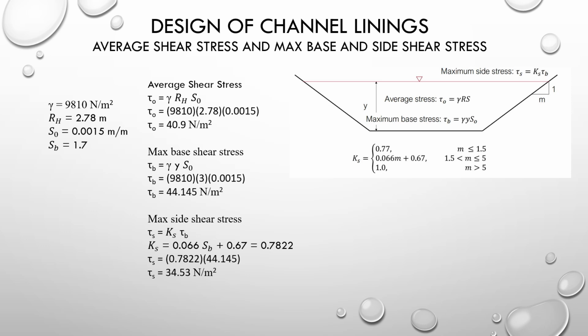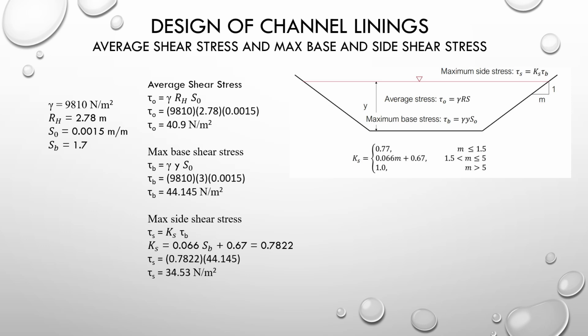meter squared. To find the max base shear stress, we use a similar procedure, but instead of the hydraulic radius, we use the flow depth of the channel. And the value we would find for that would be 44.145 newtons per meter squared.